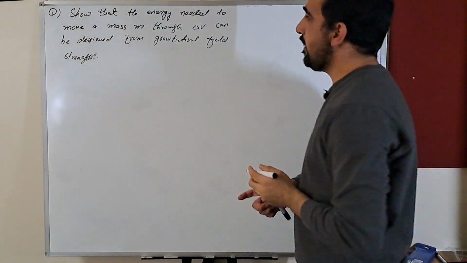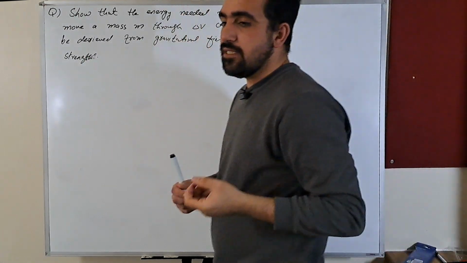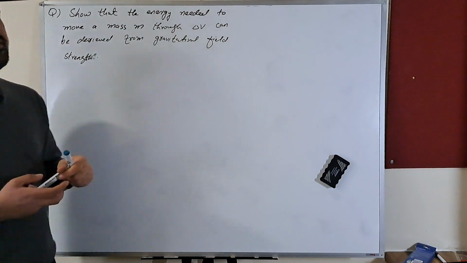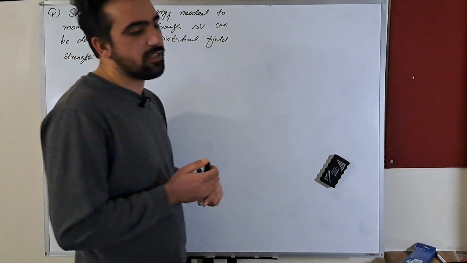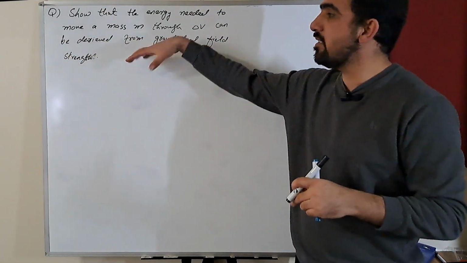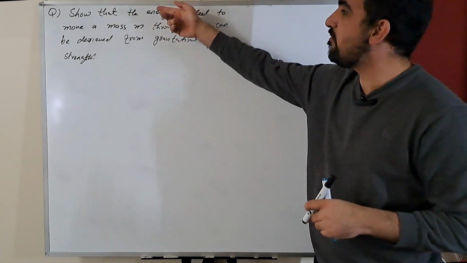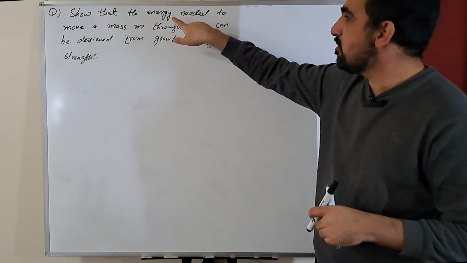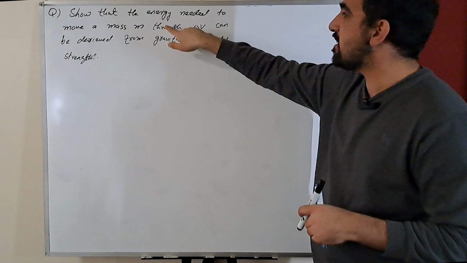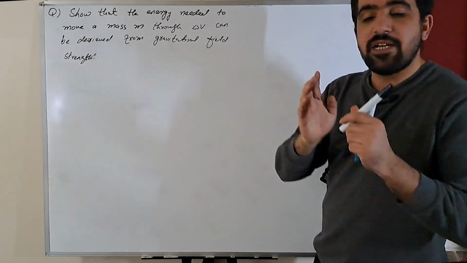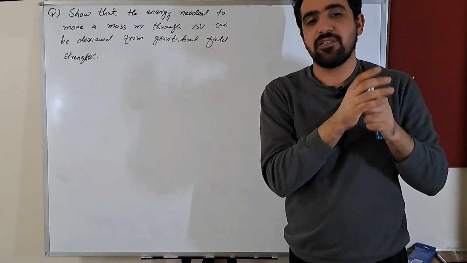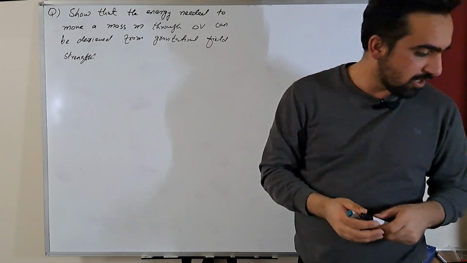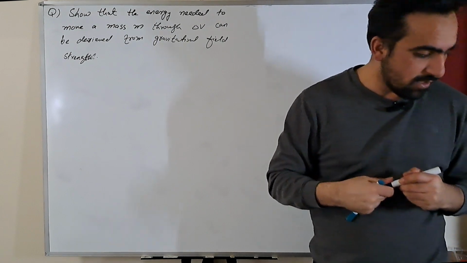So what is the energy? If you need energy to move a mass, that energy is usually the work done on a body, and work done is the transfer of energy from one form to another. So if you required energy to move a mass m through delta V, it means that you are doing work done on the object. And how do we define the work done?